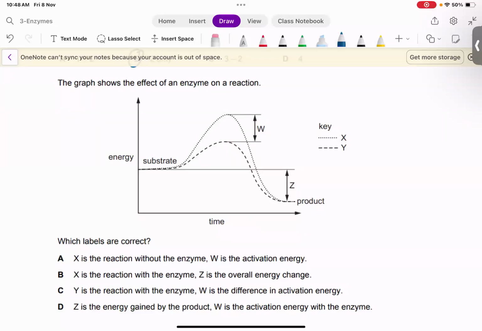Second part is okay. Y is the reaction with the enzyme. Yes. W is the difference in the activation energy. Yes, both the parts are correct. And why is D not correct? Z is the energy gained by the product. No, it is the energy lost by the substrate. W is the activation energy with the enzyme. No, it is the difference. So that's how this is. C is the correct choice. Great.